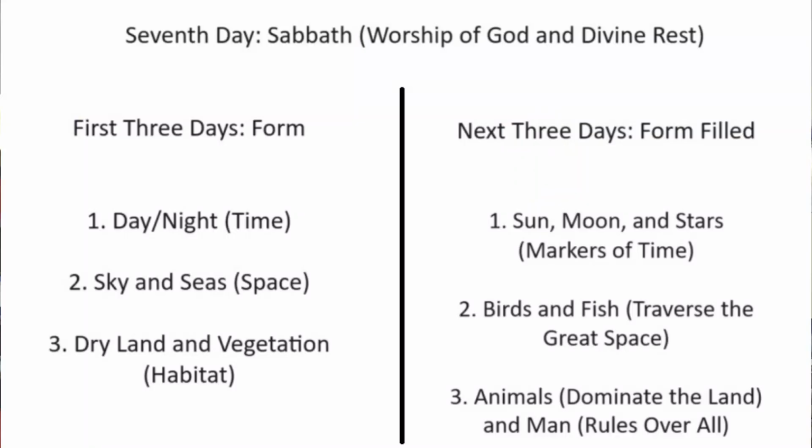But if you look at this, in the first 3 days, the author tells us that God provides form for the earth. What does he provide? He provides time. So he provides day and night. And then in the second day, he provides space. He provides light and darkness, and then he provides water, he provides land. He provides a separation between the sky and the rest of the earth and the waters.